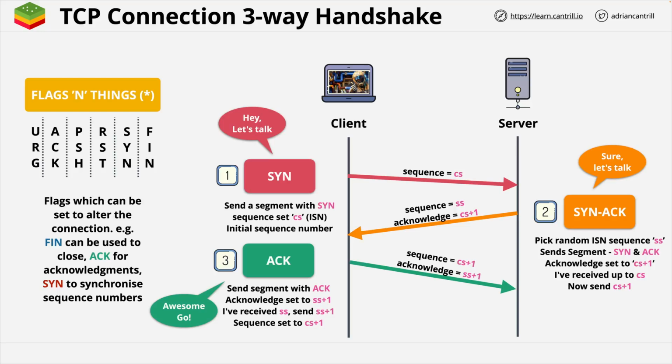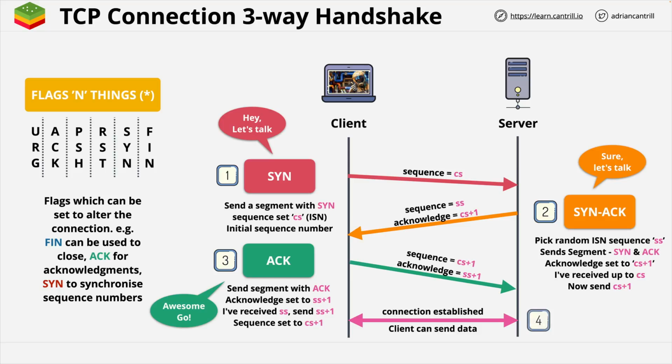At this point, both the client and server agree on the sequence values. The client has acknowledged the initial sequence value decided by the server, and the server has acknowledged the initial value decided by the client. So both of them are synchronized, and at this point, data can flow over this connection between the client and the server.